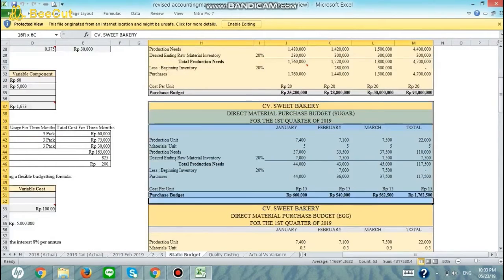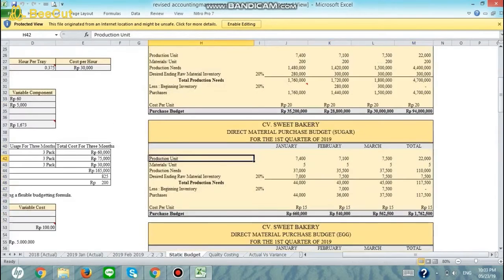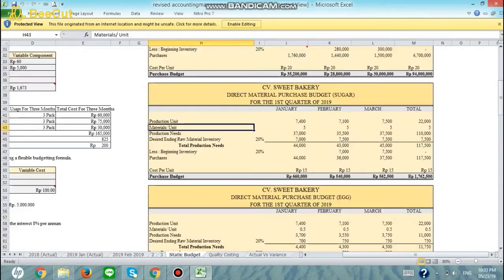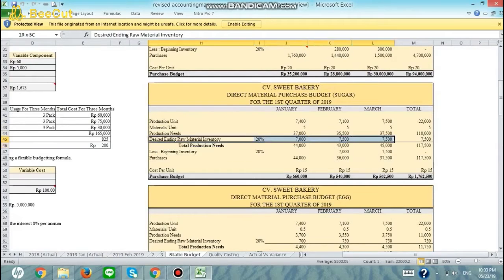Next is the direct material purchase budget for sugar. Input the production unit which was calculated in the production budget, and then multiply the material used per unit, so we will get the production need. Total production need plus the desired ending inventory, we will get total need. The ending inventory is 20% of the next month estimate sales as known in the list of information.